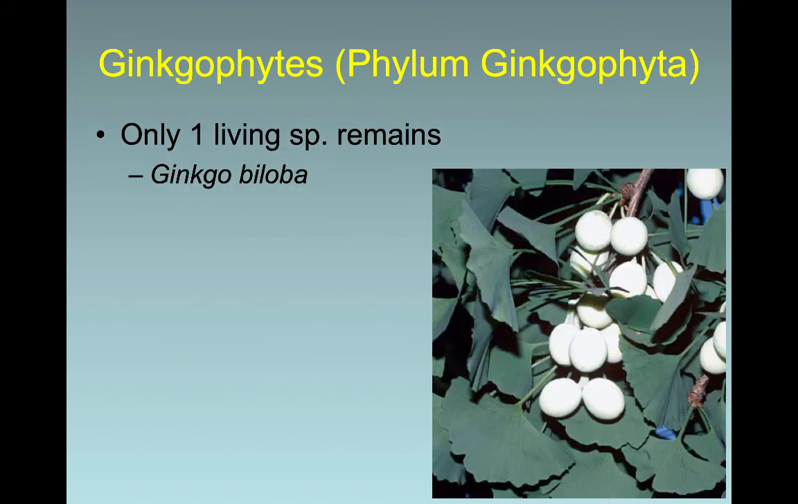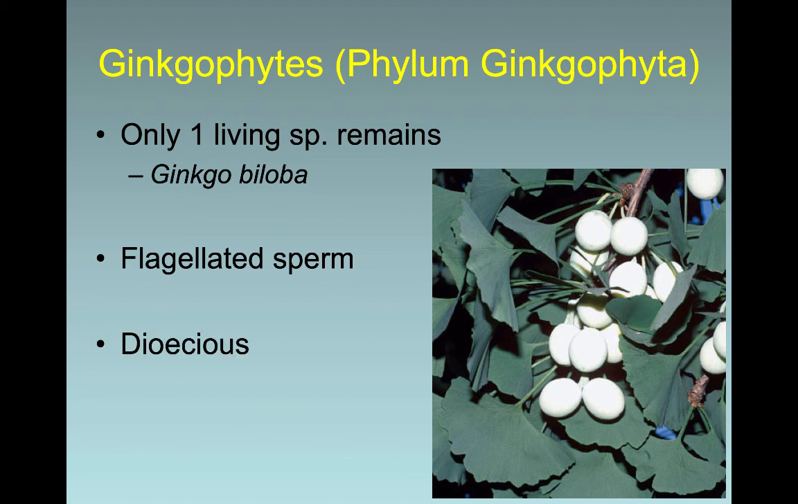And then ginkgo, the one remaining species of ginkgo in the world, Ginkgo biloba, is a gymnosperm that has flagellated sperm, so that is absolutely unique. There are no other gymnosperms like that. It is dioecious, so there are separate male and female plants for ginkgo. The picture that you see here is a male ginkgo plant. Actually, no, this is a female, I'm sorry.